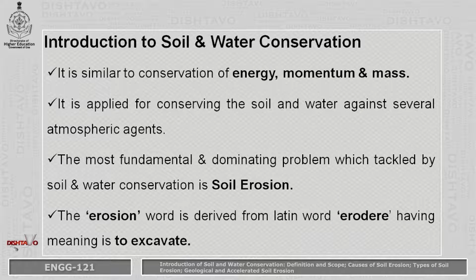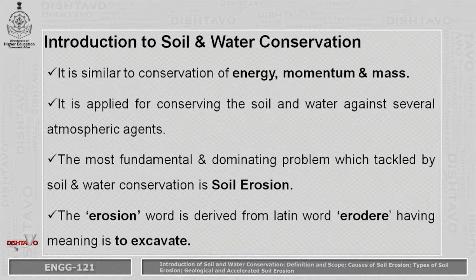Start with introduction of soil erosion. The soil conservation is just like a conservation of energy, conservation of momentum or conservation of mass. Just like law of conservation of energy means energy can neither be created nor be destroyed, but it can be converted from one form into the other form. Same case happens with soil and water conservation. So it is applied for conserving the soil and water against several atmospheric agents like wind and water. The most fundamental and dominating problem which is tackled by soil and water conservation is soil erosion.